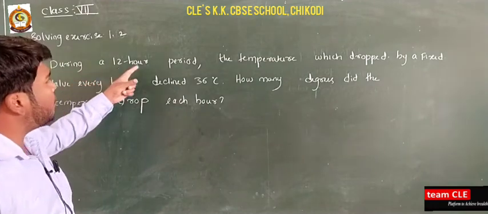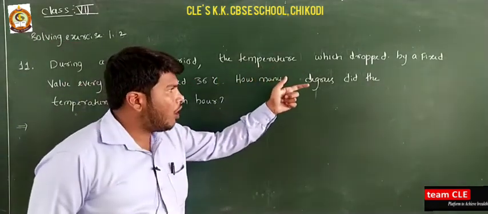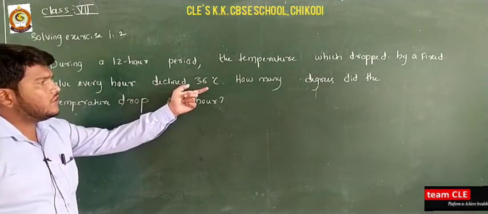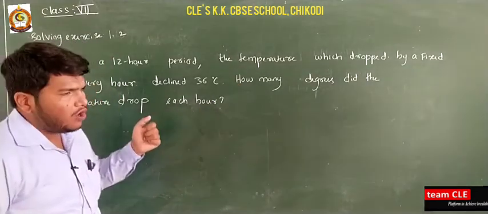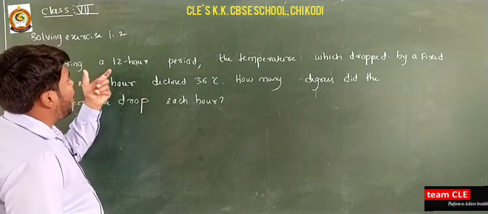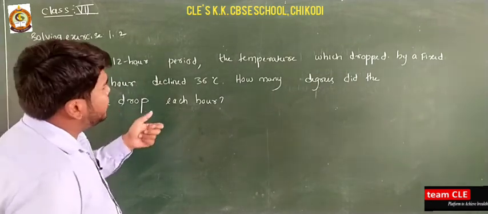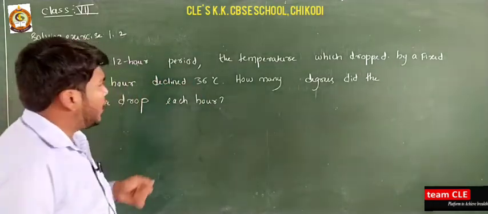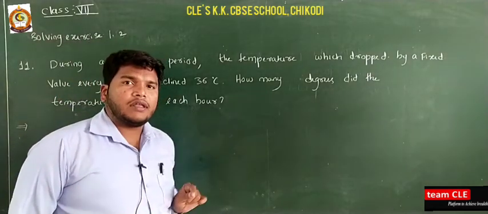During a 12-hour period, the temperature, which dropped by a fixed value every hour, declined 36 degrees Celsius. How many degrees did the temperature drop each hour? Here the question gives the total period as 12 hours, and total declination in temperature is 36 degrees Celsius. They are asking us to calculate the declination in temperature per hour.